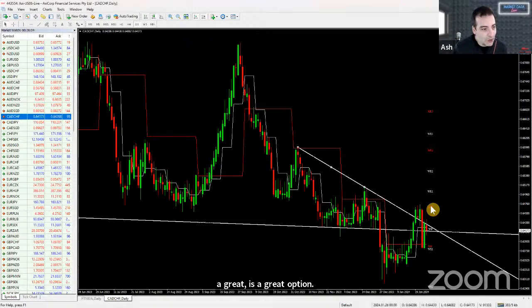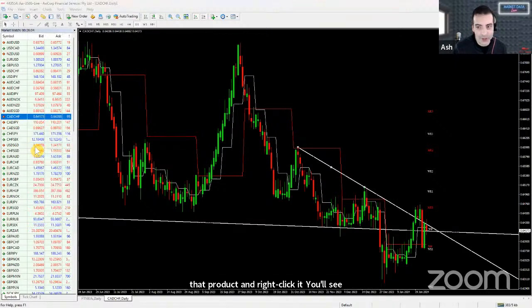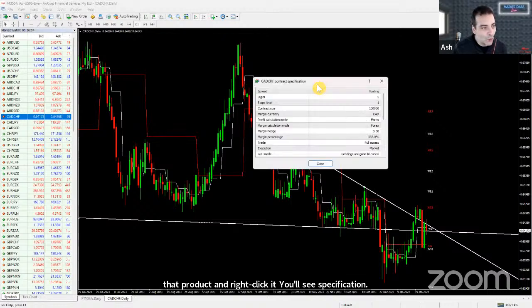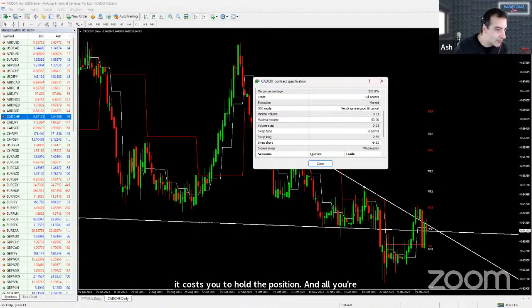So when you look at a product, if you go over to your market watch window onto that product and right click it, you'll see specification. And when you click that specification, it brings in what it costs you to hold the position. And all you're really looking at is this area here. Let me see if I can bring this in. You want to know this here, the swaps for long and the swaps for short.